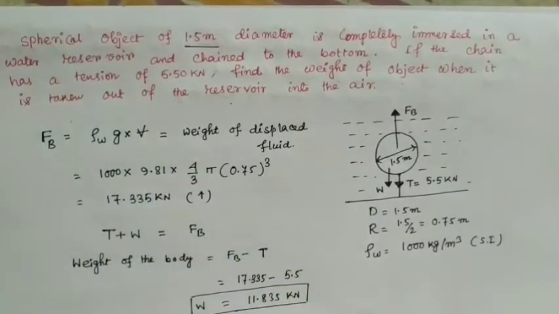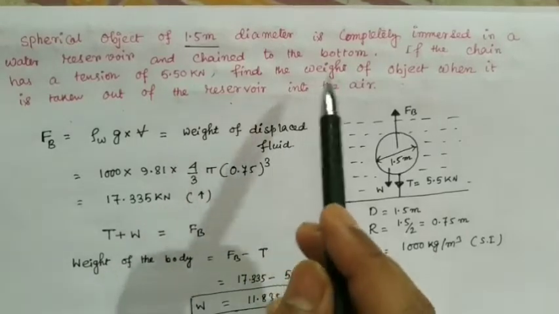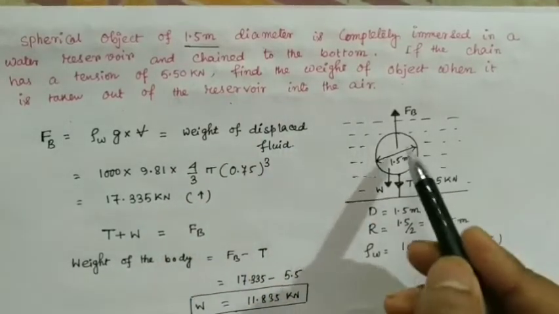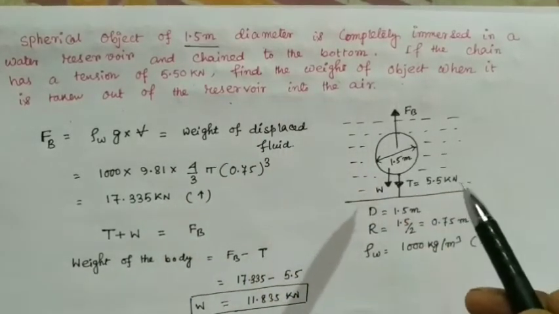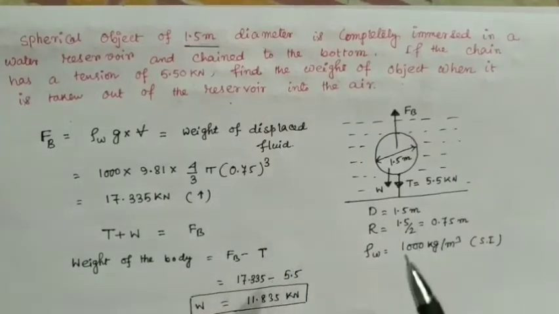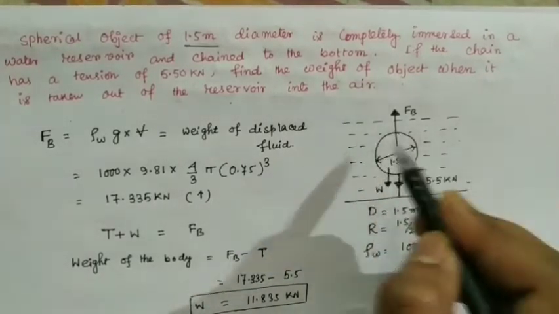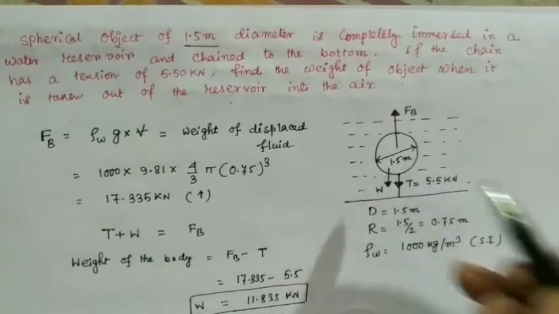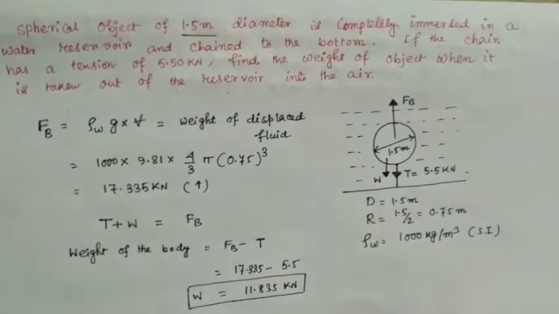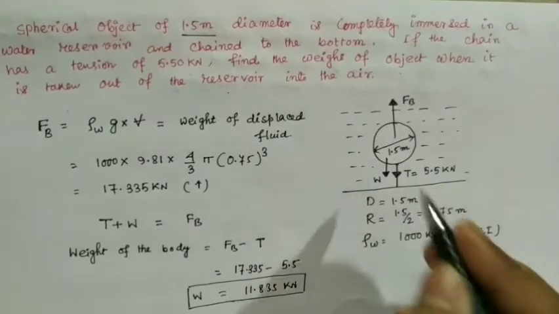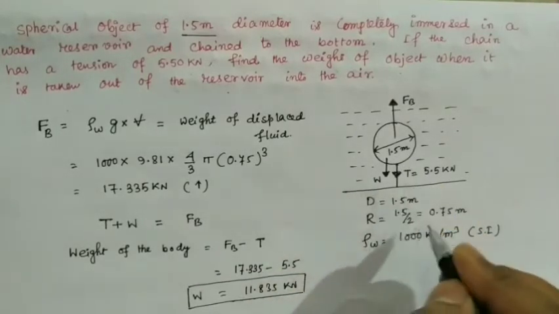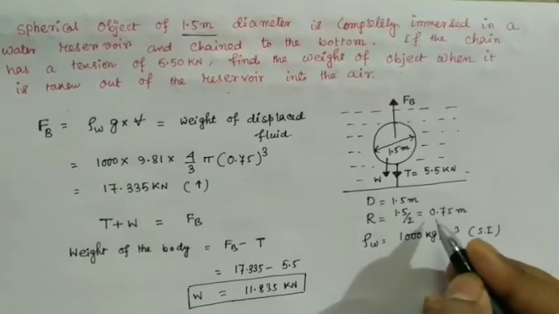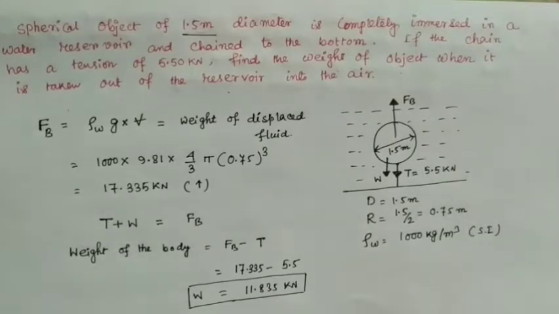So what does the question ask? You have to find the weight of the body, so that the body can get out of the reservoir into the air. So I am simply showing a reservoir and a spherical object having diameter 1.5 meter. Then what will be the radius of the spherical object? It will be half of the diameter, and we get 0.75 meter as the radius.